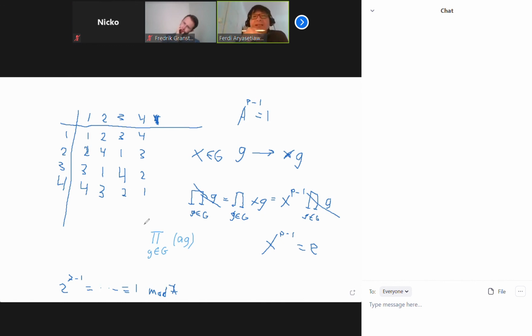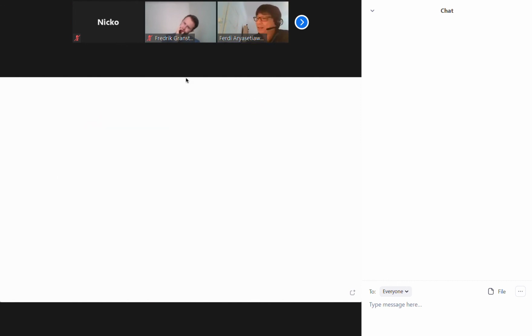Actually, I did it in a bit different way. Maybe I can share. Yes, I can clear this. My reasoning is something like this. Let's say I take an element g, then there should be some integer n, the order of the element, such that g to the n is equal to e.